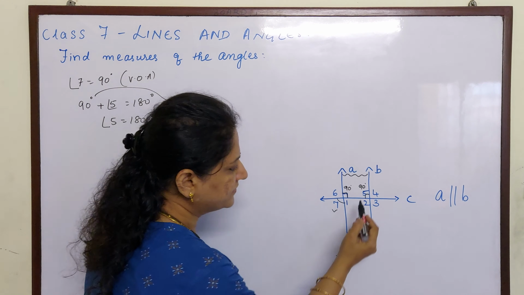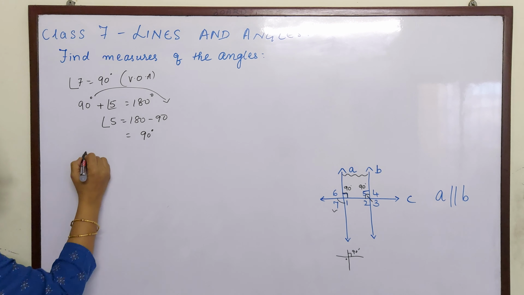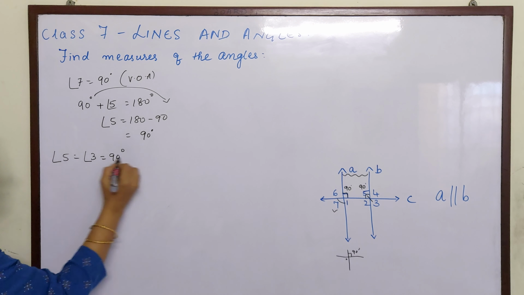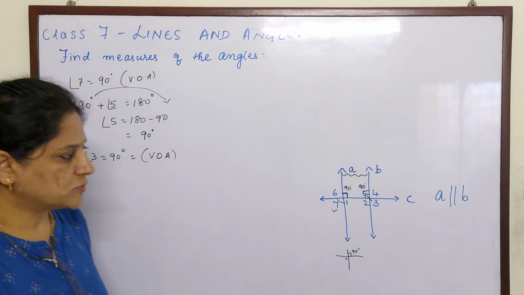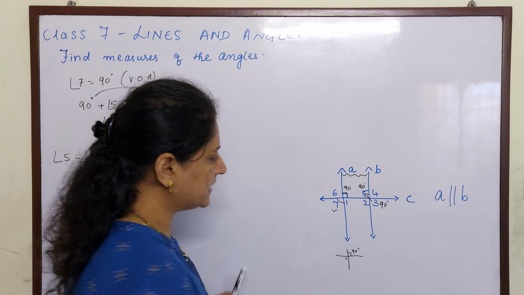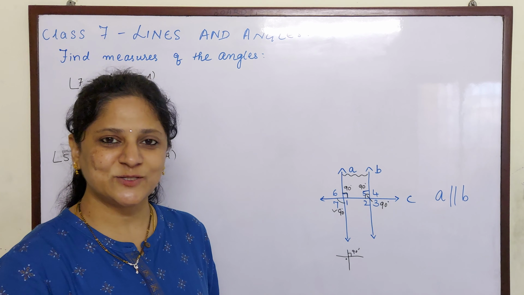Okay. So now if this is 90, don't you think angle 3 is 90? Yes, because they are vertically opposite angles. Angle 5 equal to angle 9 equal to 90 degrees, that is vertically opposite angles. So this also becomes 90. See, slowly you can see everything is turning into 90, because 90 plus 90 is 180.